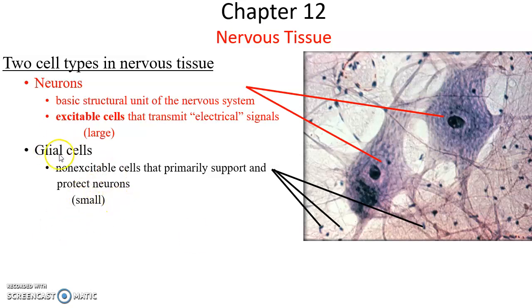And then the second category are glial cells. There are tons of glial cells in the nervous tissue. They are very small, so all these little dots represent nuclei for different neuroglial cells, and they are non-excitable cells. Their primary function is to support and protect the neurons so the neurons can do their job.